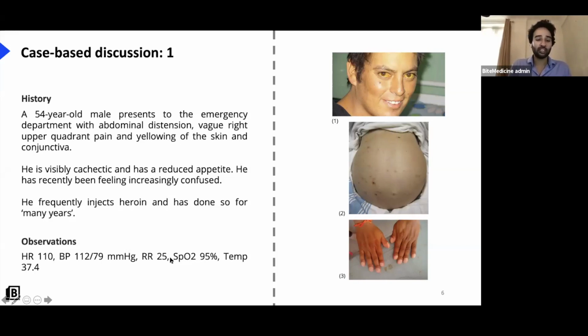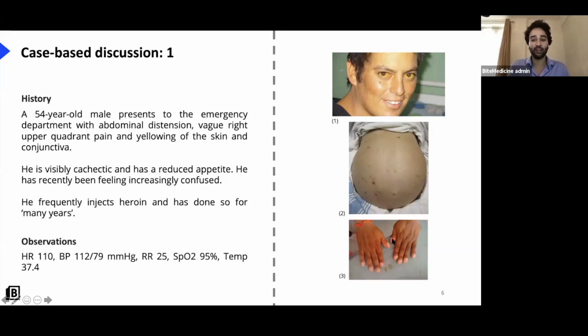Have a look at his observations, and what do we think about those? Anyone concerned? Anyone not concerned? What do we think about the obs? Tachycardic and tachypnoeic, agreed. Okay, good. Yeah, he's tachycardic. He's tachypnoeic probably because of all this abdominal distension means he's splinting his diaphragm a little bit. And other than that, those are probably the two biggest concerning features there.